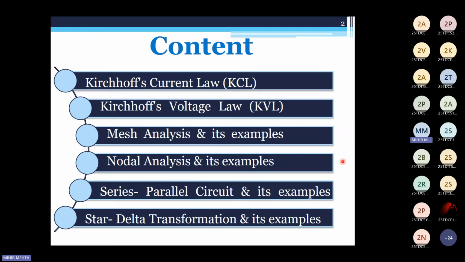The next is nodal analysis, which is used to measure the voltage at a particular node. And we'll again look at certain numerical examples for the same. Post that, we'll look at series parallel connections. How do we solve these series parallel connections? And finally, we'll move to the star delta transformations.